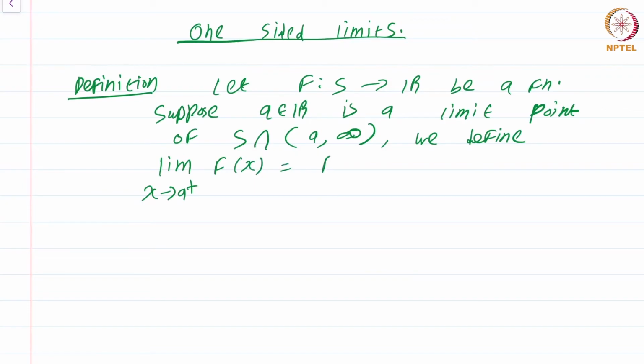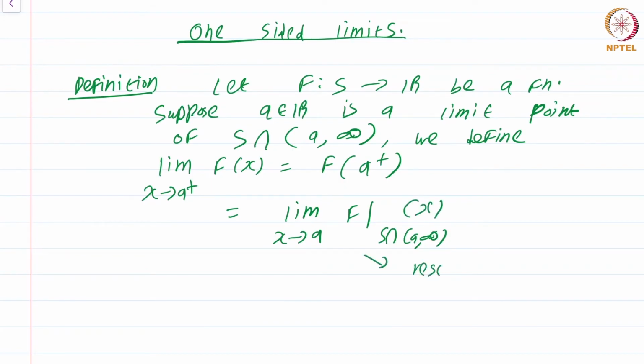This is also denoted f of A plus in many textbooks, to be the limit x going to A of f of x, but not of the function f, just f restricted. What we do is we restrict this function to S intersect (A, infinity) and then take limits. Recall, this stands for restriction to S intersect (A, infinity).